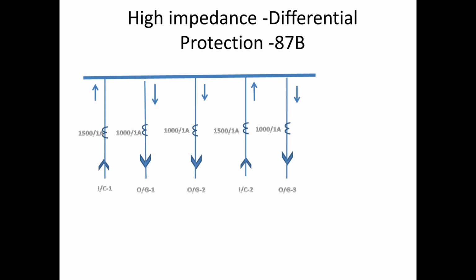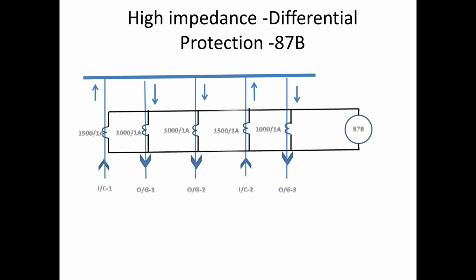Now you can see here outgoing feeder CT and incoming CT ratio, both are different. For high impedance, all CTs should be parallel with relay. Here in circuit we use different CT ratio. What will happen if you use like this?